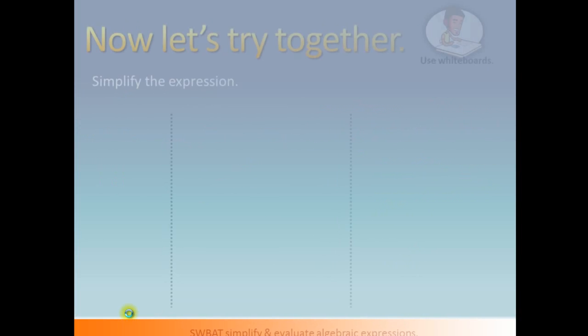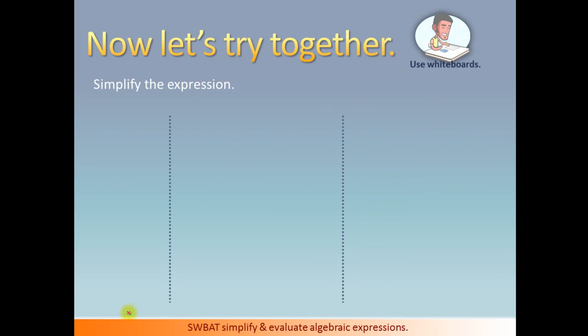Okay, so our last set. So again, we're simplifying, not evaluating. Okay, so 15m minus 9m. Well, are they like terms? Yes. Same letter, same exponent. I think I have 15 of these, take away 9 of these. That means I have 6 of them.